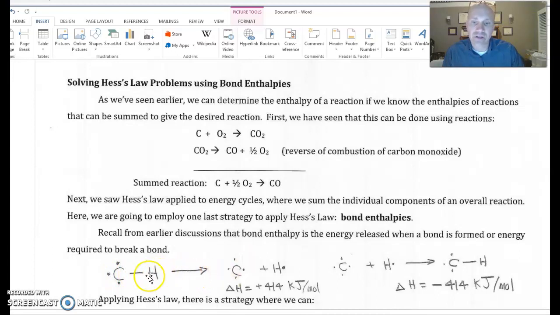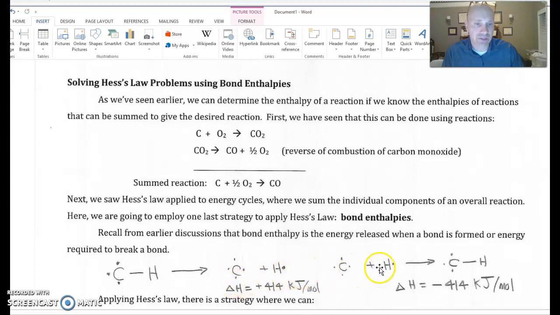Whenever you break a bond, that requires energy. The energy required would be 414 kilojoules per mole of these bonds right here. Is there any such thing as a mole of these bonds sitting around? No. What that means is if somehow we were able to have 6.02 times 10 to the 23rd of these bonds, and we wanted to break that many of them, that's how much energy would be required.